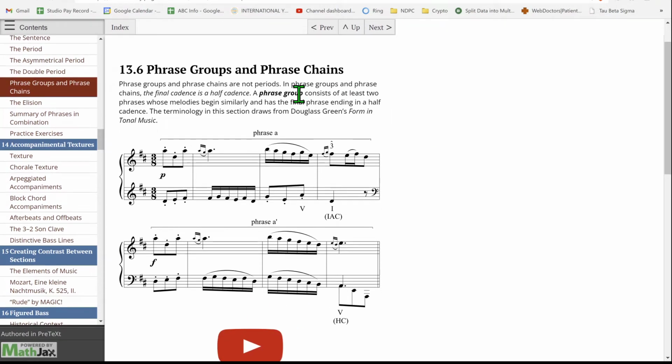So the definition in this book is a phrase group has similar melodies, so you have to have phrase A, A prime, ending in a half cadence. For phrase chains, you must have phrase A, phrase B, ending in a half cadence. That's the only difference given here, okay? So that's what that is.